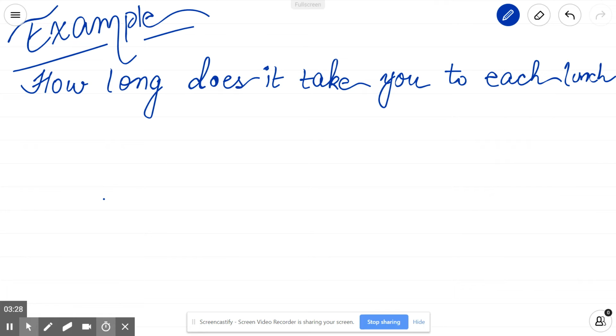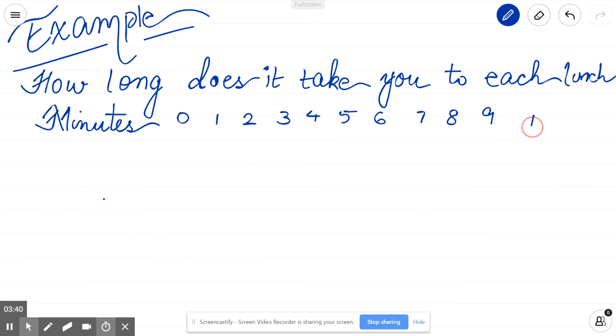And then the data is provided to us that we have minutes 0, 1, 2, 3, 4, 5, 6, 7, 8, 9, 10. And then there are people that are selecting, like some people say that they don't take any time to eat their lunch, no minutes at all. I don't know how that works. I mean, we all take some time to eat lunch, but I got this question from Math is Fun, so I'll go with the data provided.